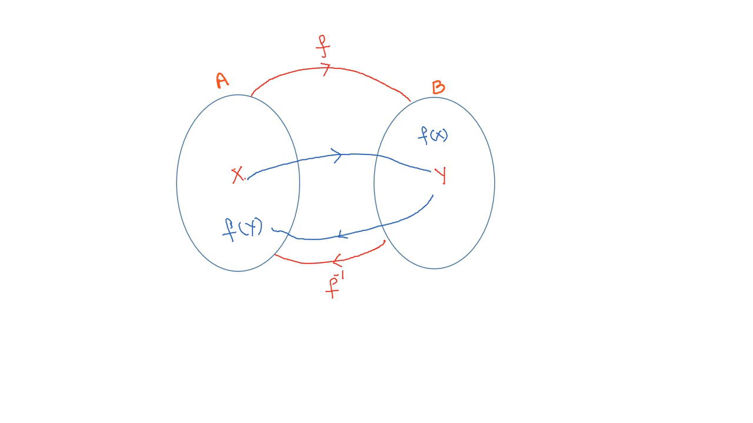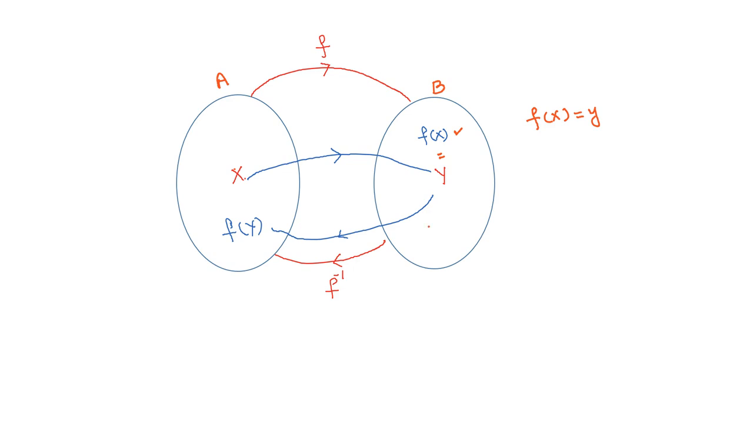If x is mapped to y through the function f, then the image of x is f(x). This image will always be in the codomain, so we have f(x) always equal to y. That is the function. If we go in the reverse order, from B to A, the function is f inverse. We are going in the opposite order from B to A, that is f inverse.